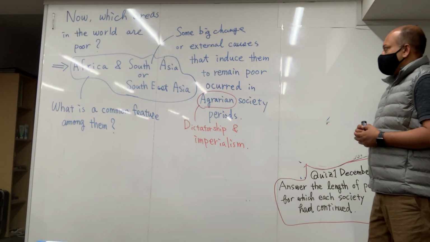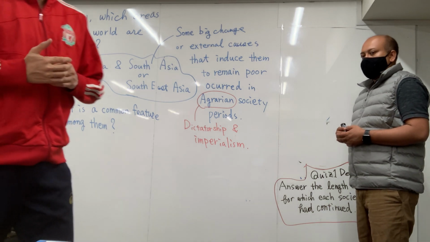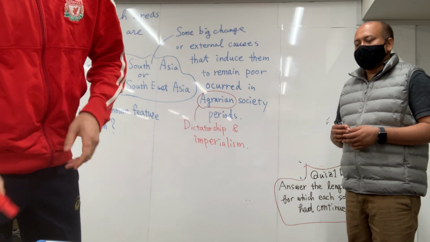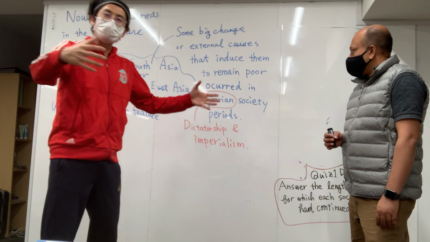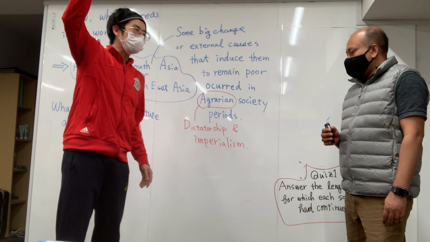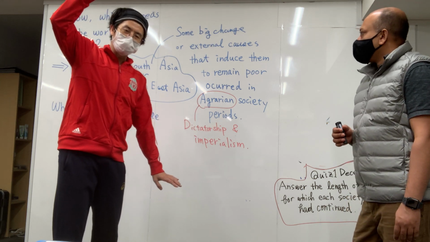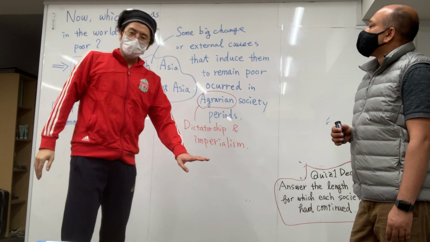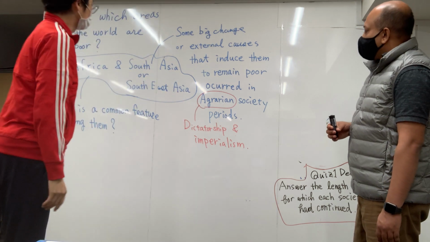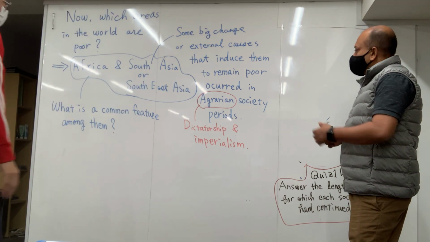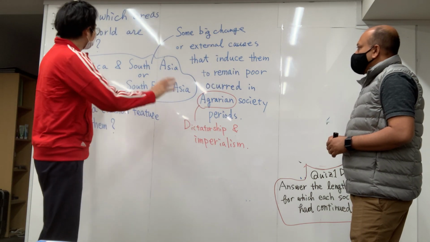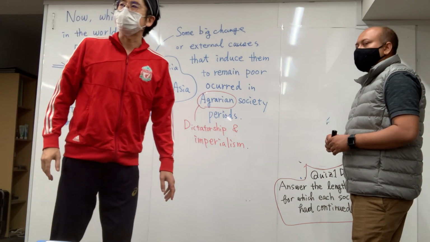Dictatorship and imperialism were among the governance systems. When people had civilization and language, they started to develop bigger empires, bigger countries, with one dictator controlling the rest of the country. Some people are successful, some people are poor, and rich and poor started to exist. If you are poor, you are controlled. If you are rich, you are controlling. Considering this fact, some big change occurred among these countries. What are they? That's my question.